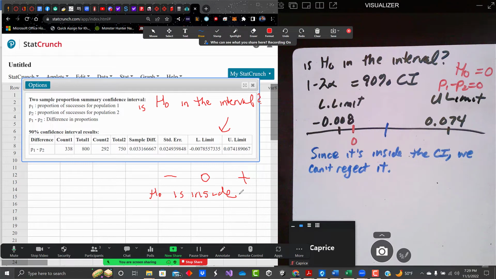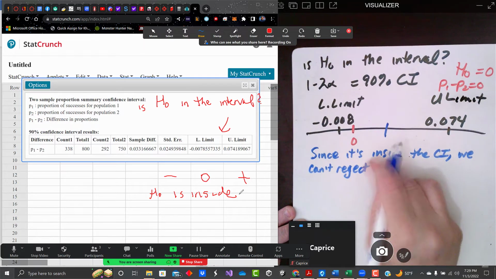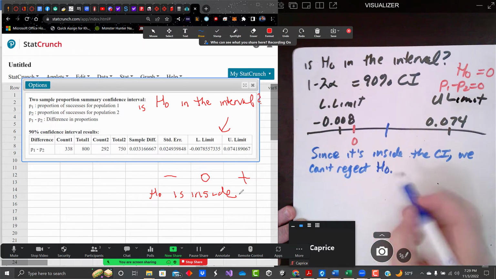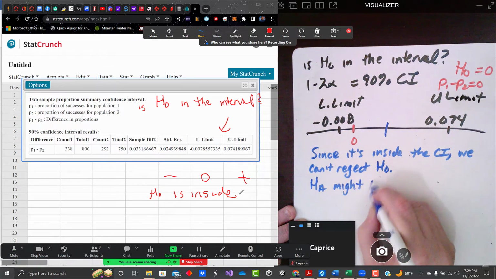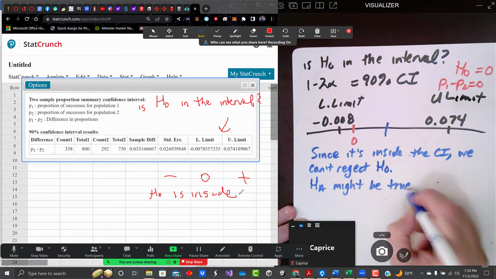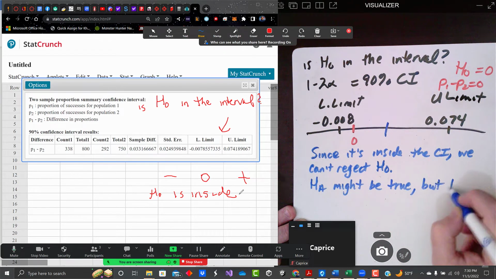Which means although HA might be true, and when I say we can't reject it, we can't reject H naught. HA might be true, but these samples don't support that.